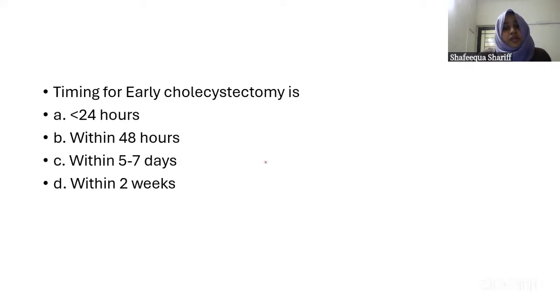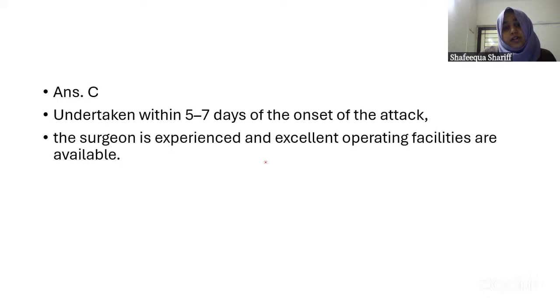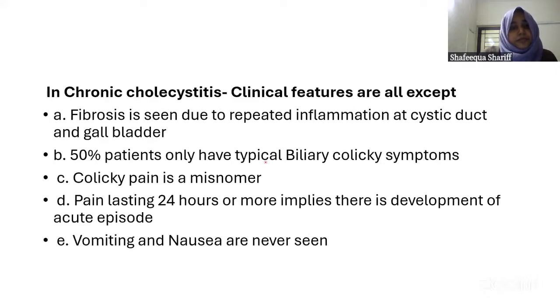The timing for an early cholecystectomy, what do you think the answer may be? Initially they were saying it is 72 hours, but now it is given as 5 to 7 days from the onset of attack, which is a good time. But it should be a surgeon who is experienced and excellent, and has excellent operating facilities.